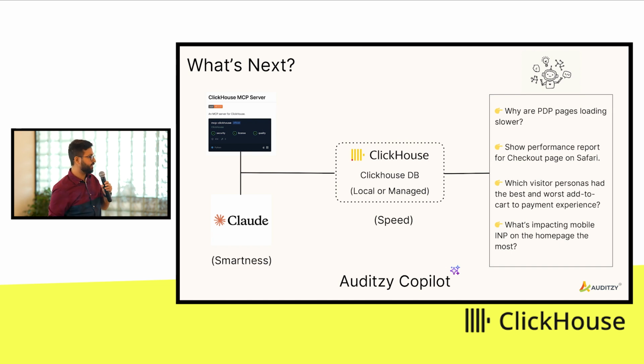Some of the prompts that a user can ask, I have put there, like why are my PDP pages loading slower, or show performance report on a checkout page on Safari. It can be anything. All of this will be powered by ClickHouse DB, obviously, with the ClickHouse MCP server acting as a bridge and a powerful state-of-the-art LLM like Claude, Gemini or OpenAI. The Auditzy Copilot will be a combination of the speed of ClickHouse and the smartness of the LLM, with the bridging of the MCP server. So yeah.